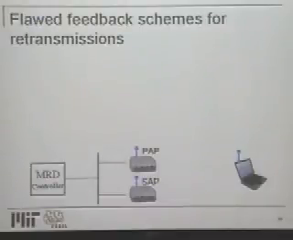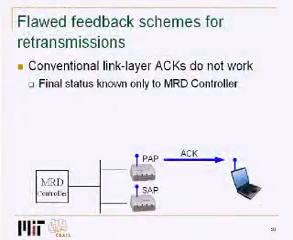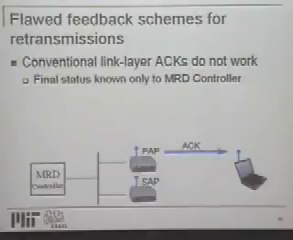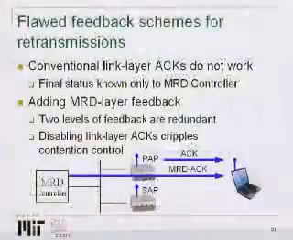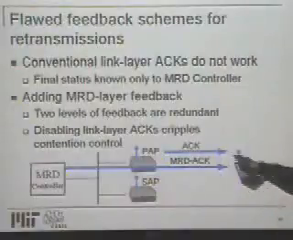Okay, so moving on. There are times when the frame combining algorithm doesn't work, so you need to retransmit. I'm not going to go over the detail of the algorithm, but I'm going to talk about the problems that you need to think about. The conventional link layer ACKs don't work because the final status of each transmission is only known to the controller. So what you can do is have two levels of ACKs.